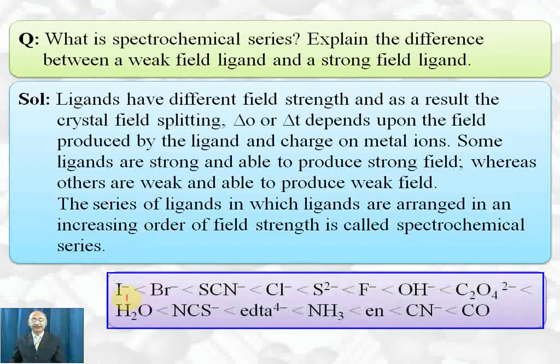Iodide ion is the weakest ligand, carbon monoxide or carbonyl is the strongest ligand. Halides you will find in weak field ligands, whereas EDTA, ammonia, en, cyanide and carbon monoxide or carbonyl group are strong field ligands.